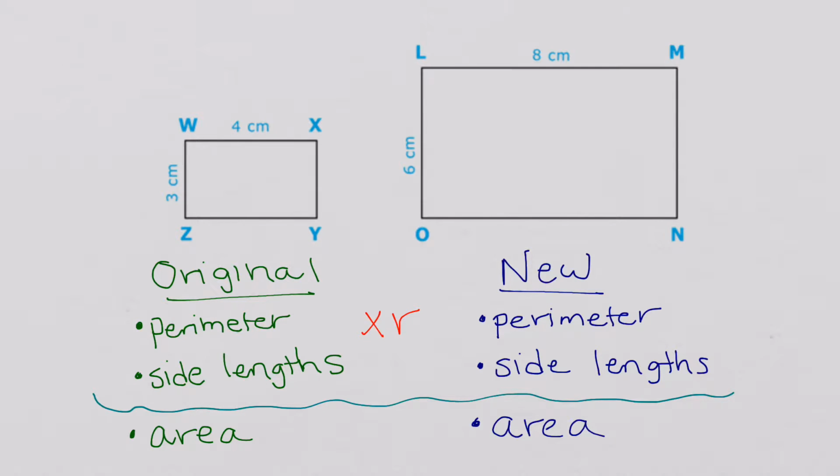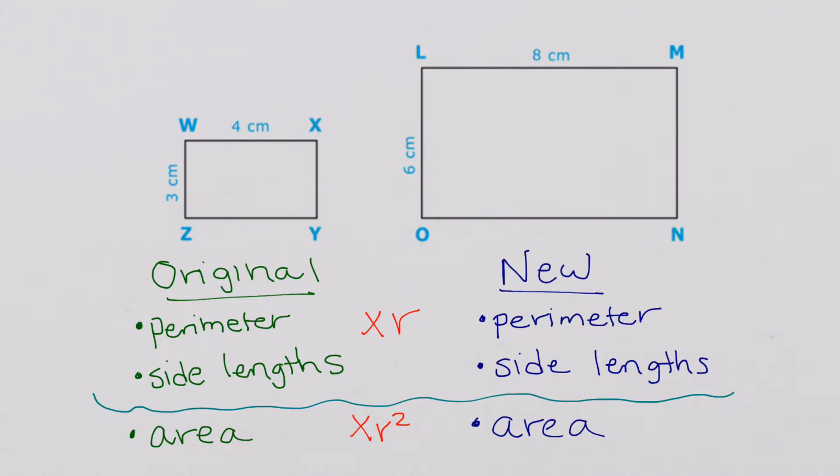Likewise, if we know the area of the original shape and we want to know the area of the new shape, all we have to do is multiply by the scale factor squared. The scale factor squared is called the area factor. So in this case, if I know what the original area is and I want to know what the new area is, I multiply by r squared. r is the scale factor and r squared is the area factor.